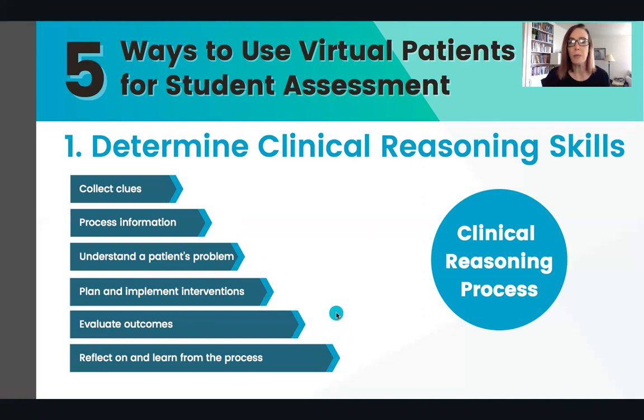Does the student need more help with what laboratory tests to order, what history information to get from the patient? How are we doing with collecting, processing, understanding all of these items along the way? So this can give you a very objective way of doing that.